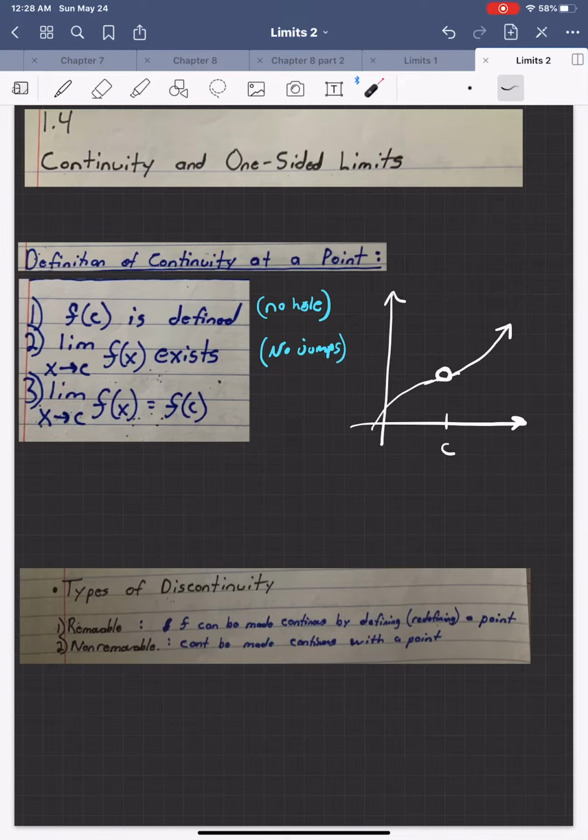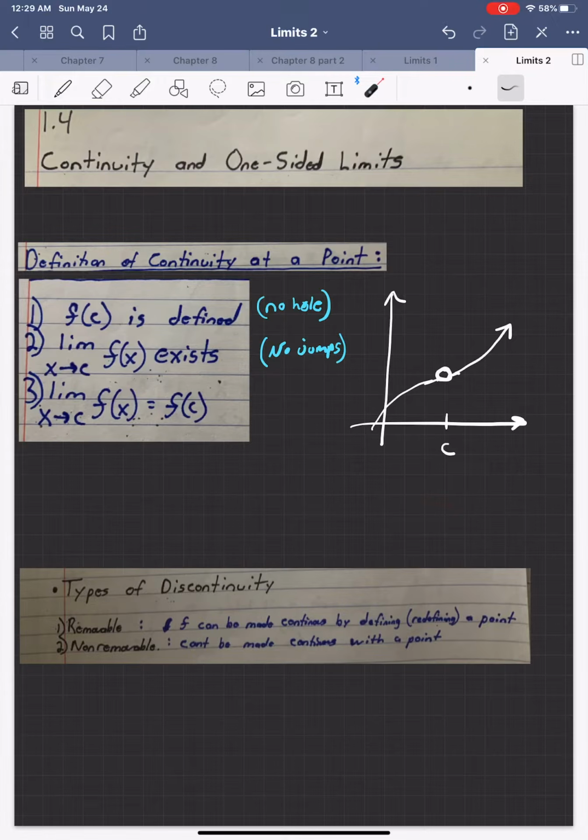So let's start with a removable discontinuity. What do we mean when we say a removable discontinuity? Pretend that the game is that if I can give you 1 point, and with that 1 point you can fill in the value and turn a graph that previously was not continuous into a graph that is continuous, right?